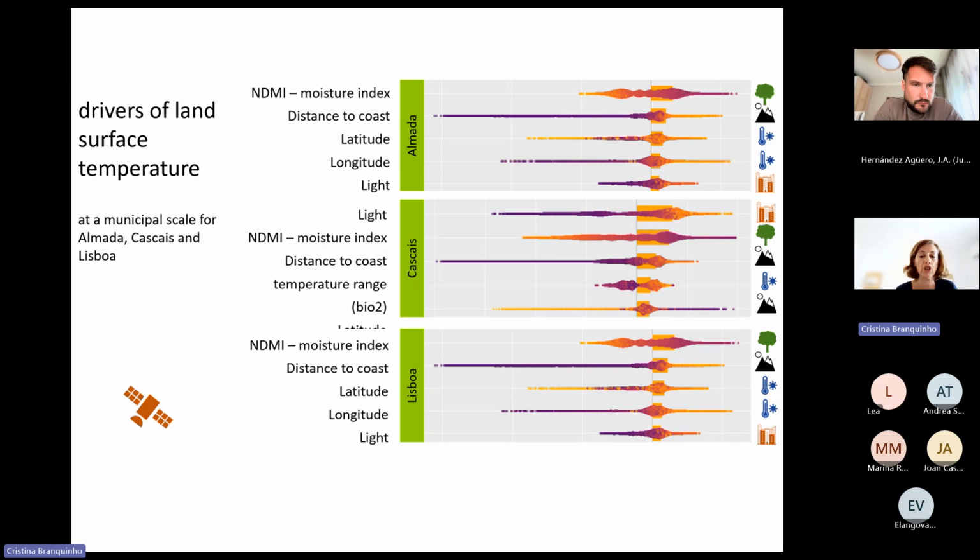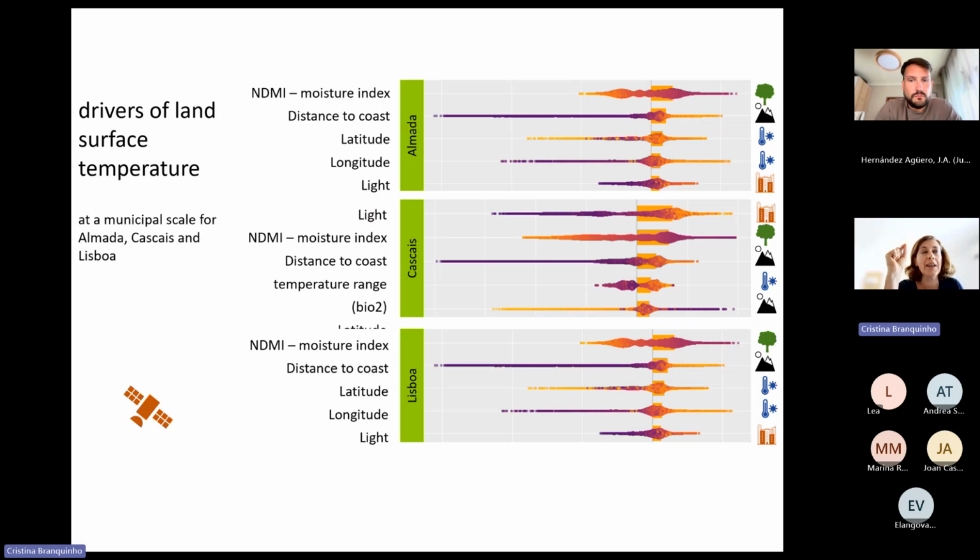And when we were trying to explain what the most important drivers were in the three municipalities, we found that in all of them the moisture index, the amount of vegetation, was one of the most important variables, together with, in some cases, distance to the coast, because that's relevant, as you know, and also interesting variables such as the amount of light at night.